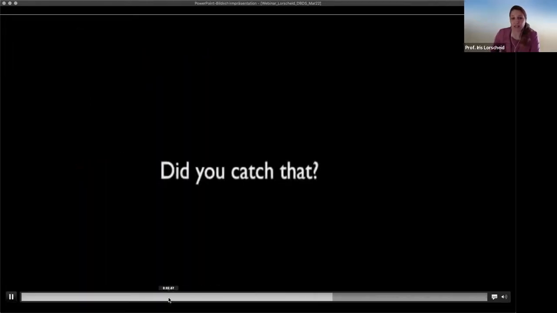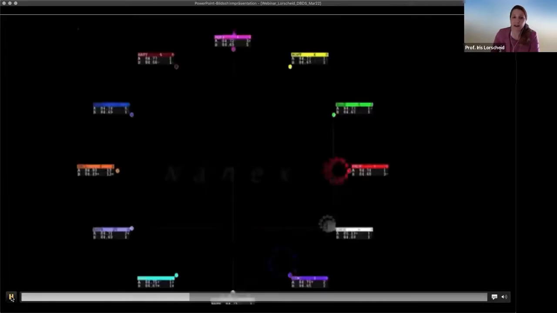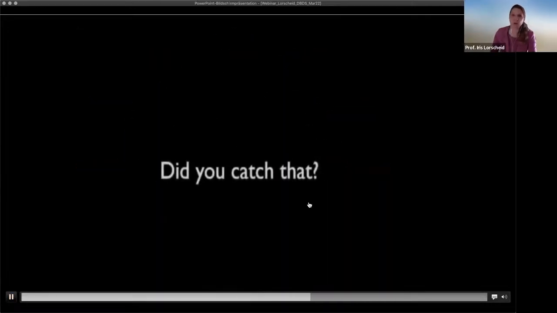So now you will see micro traders, and these are software agents trading on the financial market. And now we see how this happened. Wow, this was super fast. Did you catch that? Probably not. Let's have a look again. Wow, this is how fast algorithms work. We have no idea what just happened, and this is our human observation.